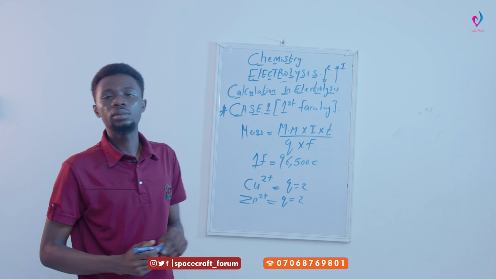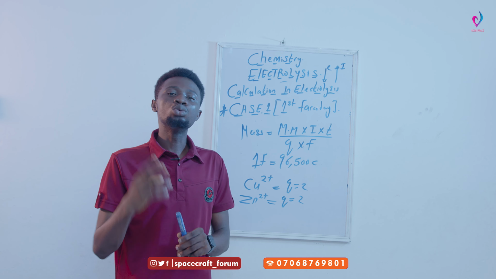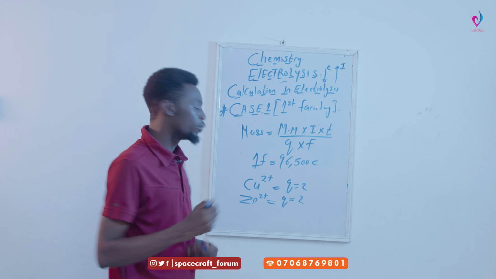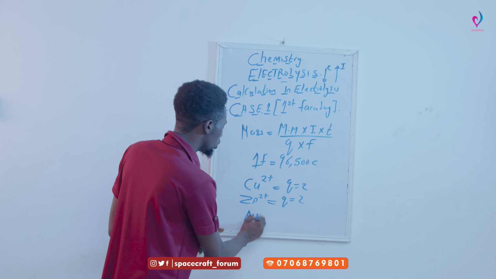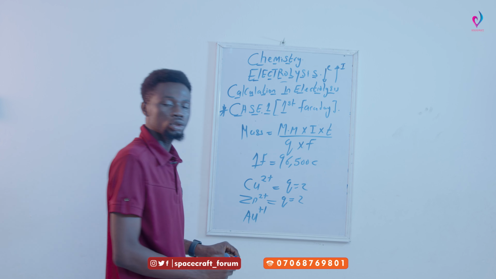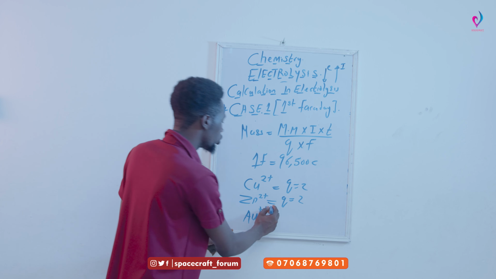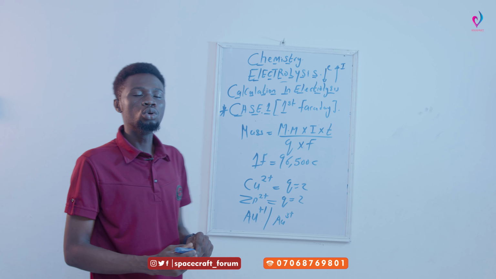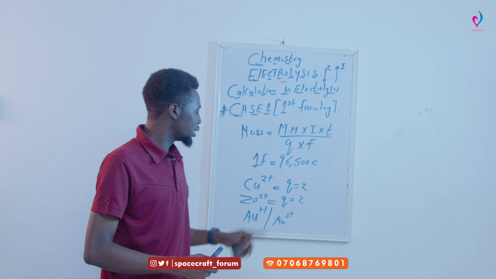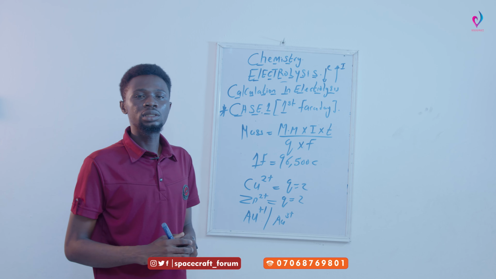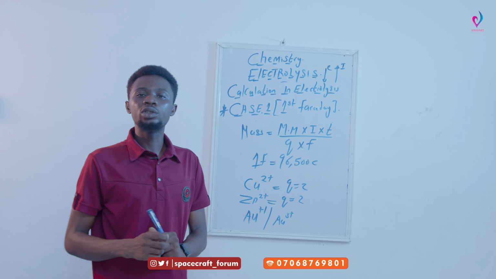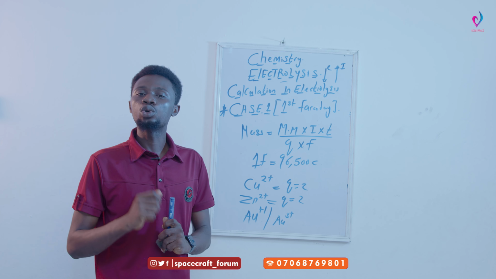Actually, we also have some elements that have 2 charges, such as gold. Gold has 2 charges. We have gold 1, Au+, and we also have gold 3, Au3+. So the charge of gold 1 is equal to 1, while the charge of gold 3 is equal to 3. But mind you, they are going to specify in the question that you are working with gold 1 or you are working with gold 3.